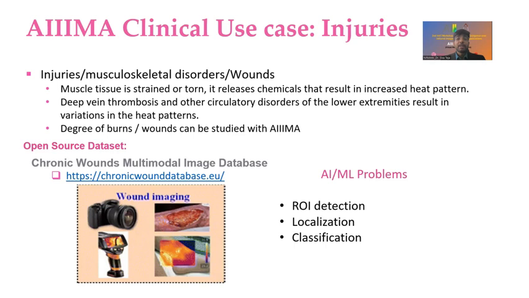There are not many open source data sets related to injuries or musculoskeletal disorders, but we have this chronic wounds multi-modal imaging data set, which consists of both thermal image as well as visual image. And we can use this for identifying where the wound is and where the region of pain is, and then classifying what kind of wound it is as well.